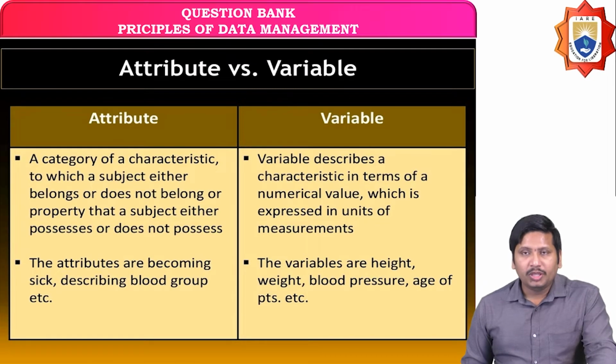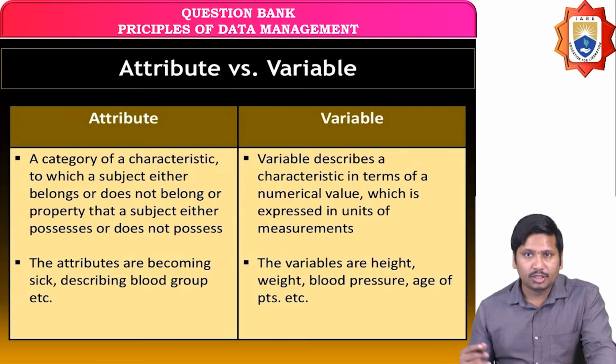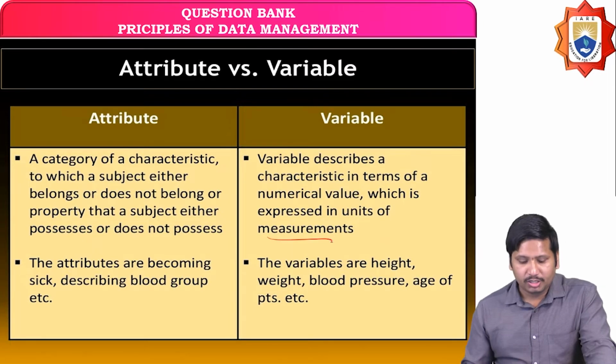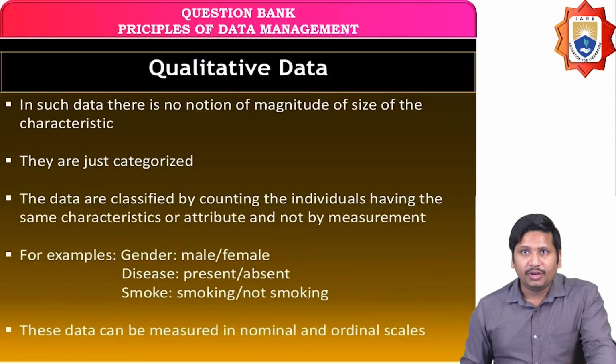And what is the difference between an attribute and a variable? An attribute is a category of the characteristic for which the subject either belongs or does not belong, that is, the subject either possesses the property or does not possess it. A variable describes the characteristics in terms of numerical values, explained in terms of measurements. The second difference is that attributes are descriptive, like blood group, whereas variables like height, weight, and blood pressure are examples of variables.